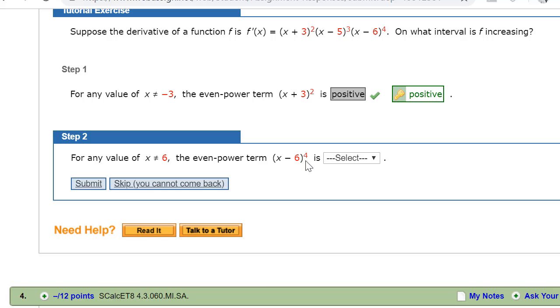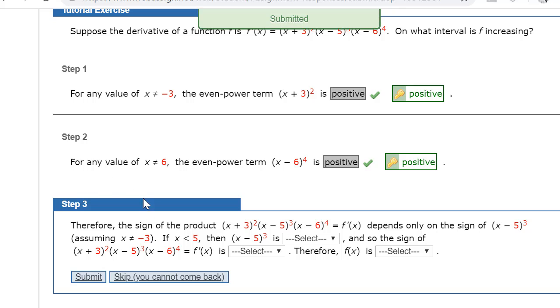For another even power here, we have another set of positive numbers. So as long as x is not equal to positive 6, we have positive values. Therefore, these factors are always going to be positive, and then we're only going to depend on this factor to decide when the product is positive or negative.